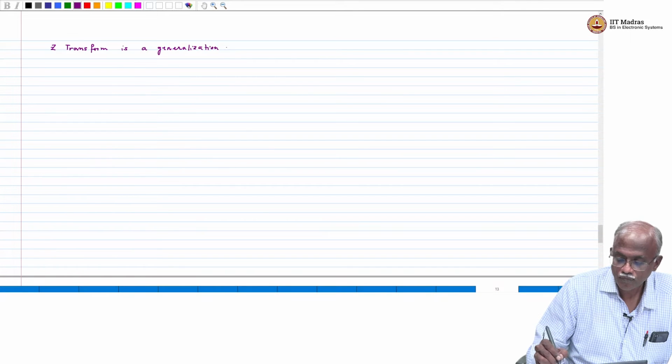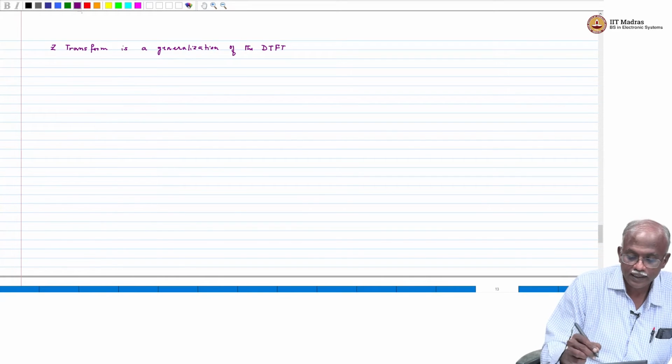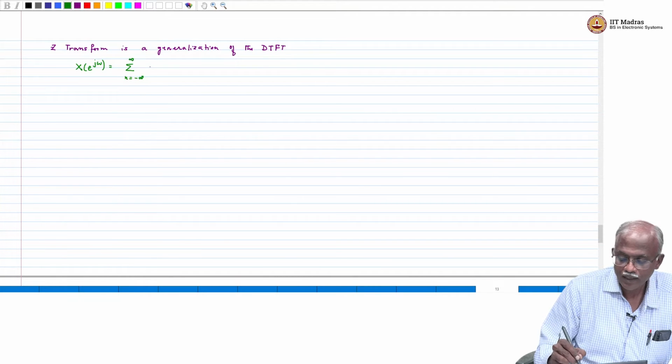Generalization of the discrete time Fourier transform. What do we mean by that? Look at the expression for the discrete time Fourier transform: X(e^{jω}) is equal to the summation from n equal to minus infinity to infinity of x(n) e^{-jωn}.